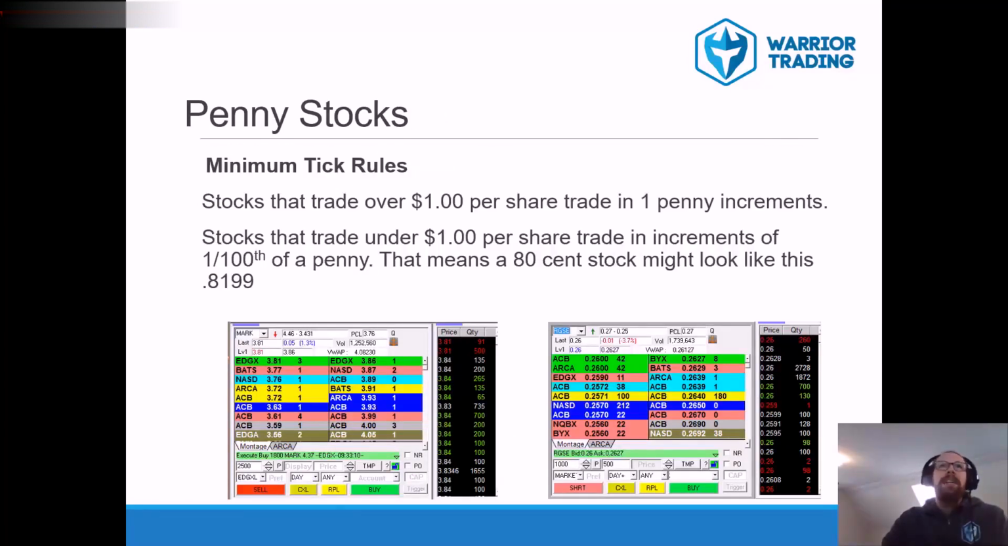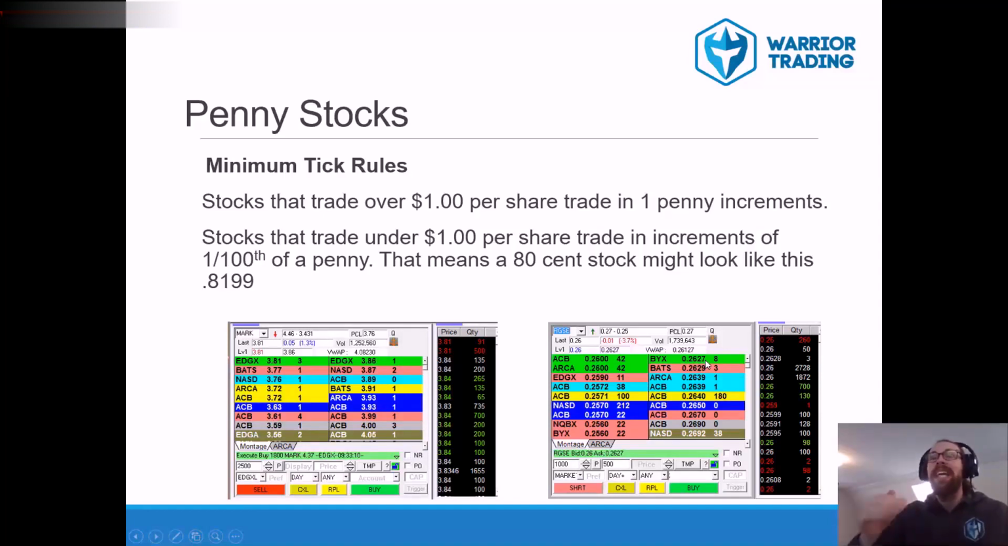Okay, so penny stocks. Stocks that trade over $1 per share trade in 1 penny increments. So 3.80 by 3.81, with a little bit of a spread. But stocks that trade under $1 per share trade in increments of 1/100th of a penny. Think about that. That means an 80-cent stock might look like 0.8199. Here you've got this stock that's trading at 26 by 26.27.